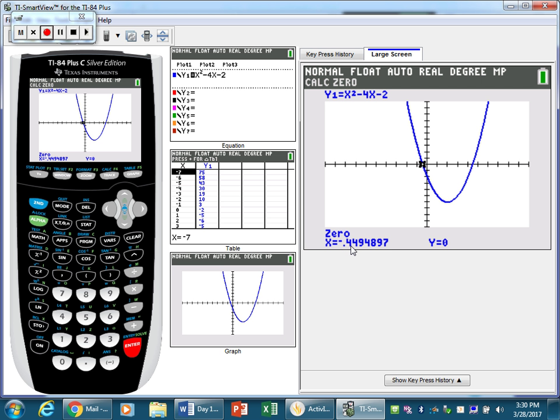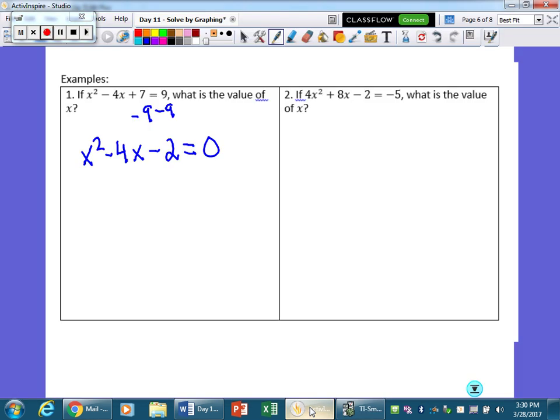Negative 0.45, comma 0. I can round that up to 5. So that's what we're going to write. So our first answer is negative 0.45, comma 0. And now I'm going to do the same thing for the other one.